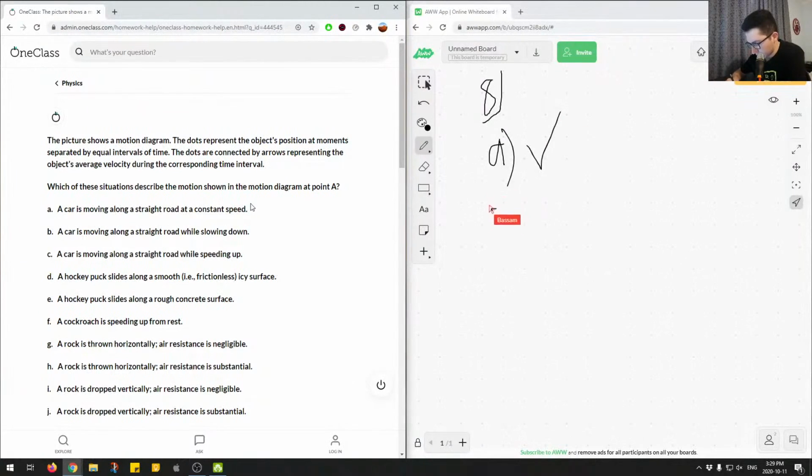Let's look at B. A car is moving along a straight road while slowing down. So slowing down means deceleration and a decrease in speed. So this is not constant velocity. So we'll mark that as wrong. Option C. A car is moving along a straight road while speeding up. So speeding up, we have acceleration. They're trying to say straight road to kind of throw you off, but really you only care about if it's speeding up or slowing down. So this is also incorrect because it's not constant speed.